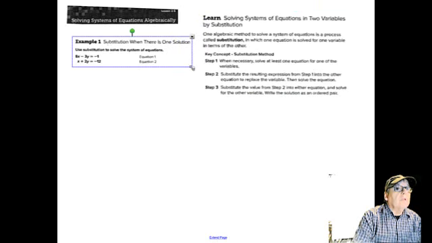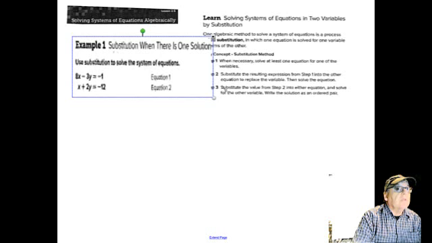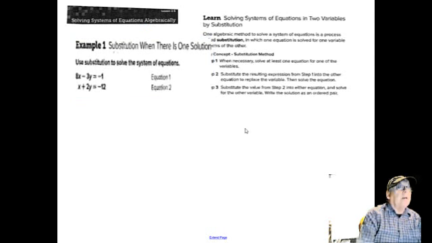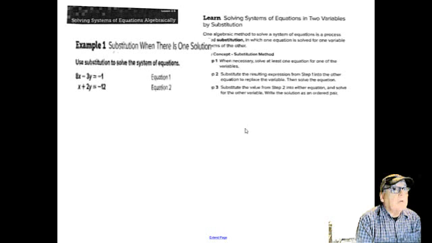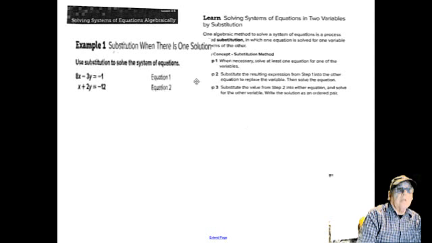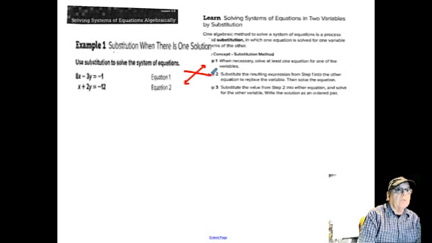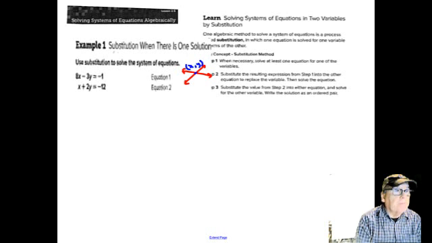So we want to use substitution to solve this system. The method they want us to use is substitution. We've got 8x minus 3y is equal to negative 1, and x plus 2y is equal to negative 12. They're already telling us that we have one solution, which means this is the case where one line is crossed by the other line, and the x and the y that we're going to find is the coordinate of the intersection point. So let's look.